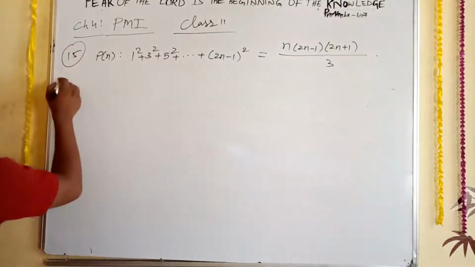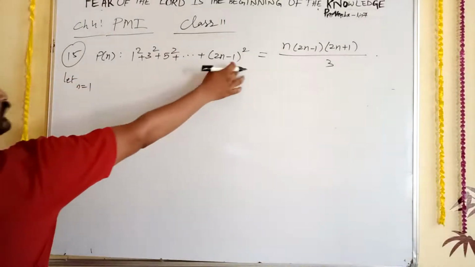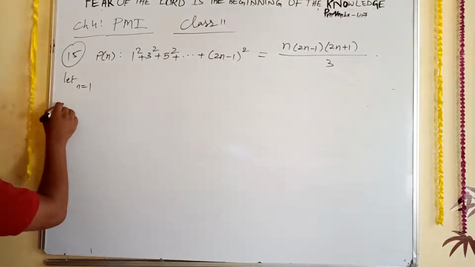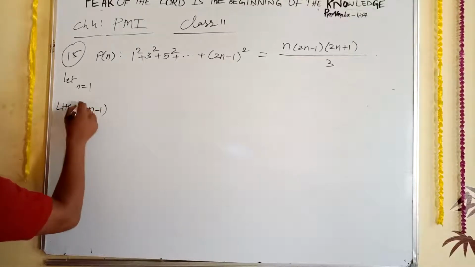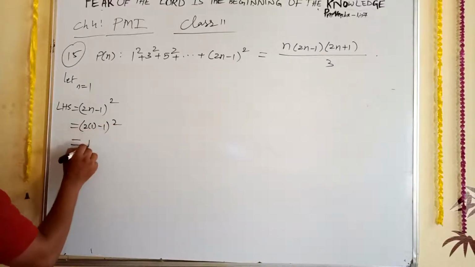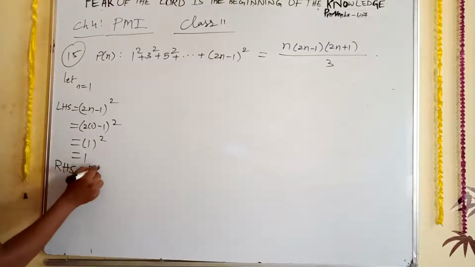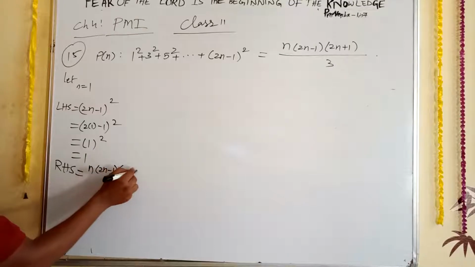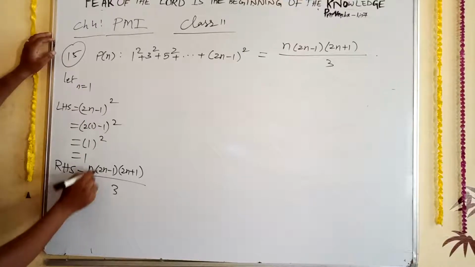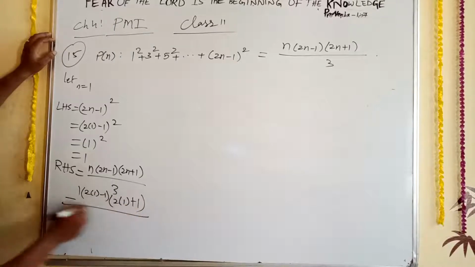Right. Here first, let n is equal to 1. Here (2n minus 1) whole square. For 1, only one term is enough. So we take LHS is equal to (2n minus 1) whole square, that is (2 into 1 minus 1) whole square. 2 minus 1 is 1, 1 square is nothing but 1. So RHS is equal to n into (2n minus 1) into (2n plus 1) upon 3. Here n is 1, so 1 into (2 into 1 minus 1) into (2 into 1 plus 1) upon 3.